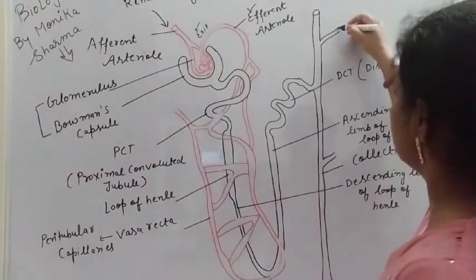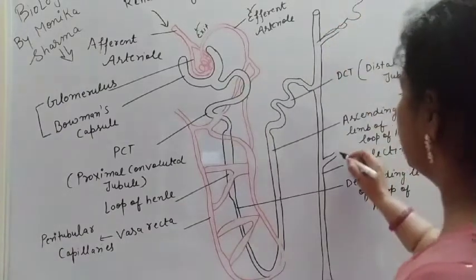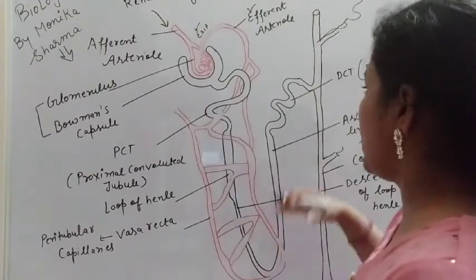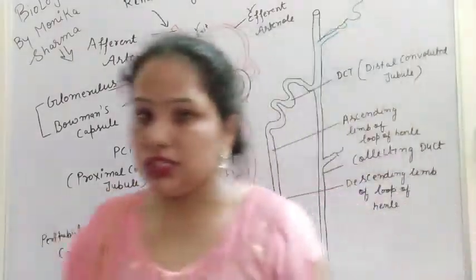So here you can see, other nephrons are also opening into it. Here also. So a common collecting duct is formed by the opening of the DCTs of different nephrons.